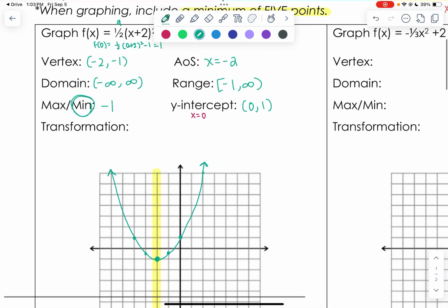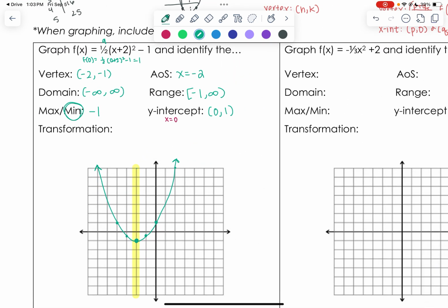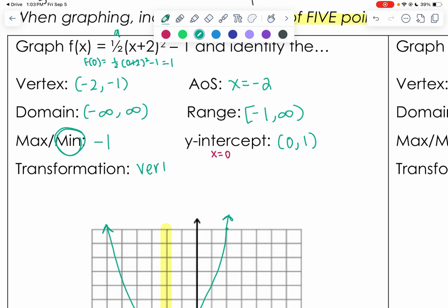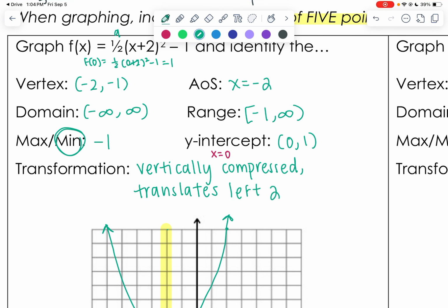And then our last question is, how is this a transformation from the parent function? We just saw our parent function originally. It was like this, right? Went over 1 up 1, over 2 up 4. But this didn't do that. That half made it vertically compressed. And you've seen this terminology before, so just don't forget that we're still using the same terminology. So vertically compressed, okay? And then it translates, don't say shift or slide, it translates, that vertex was at (-2, -1). So this translates left 2 and down 1. Okay? And that's how we graph from vertex form.